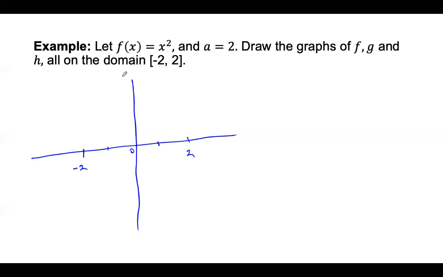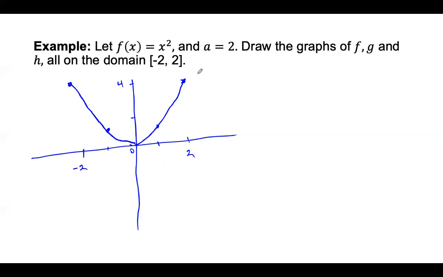So 2 squared is 4. So we know the first one's going to go up. We can first begin by just drawing the regular function, f, which is x squared. So we know the points here and here: 1, about here, and -1 was here. So you can connect those dots like we previously did.